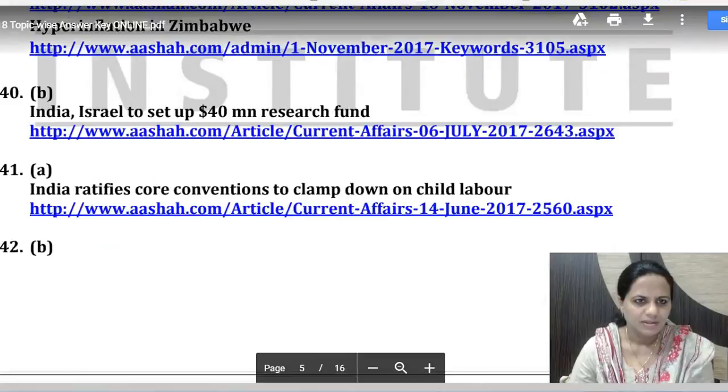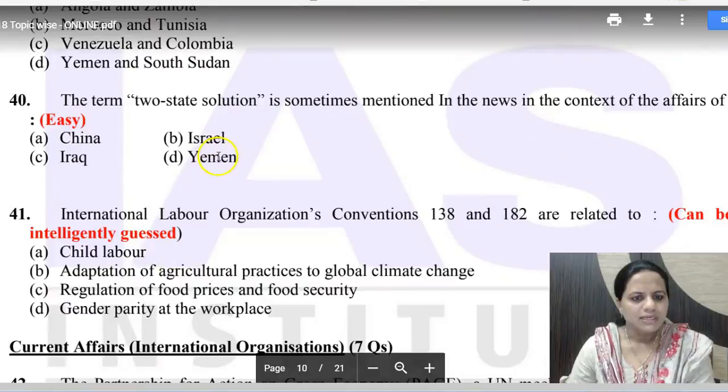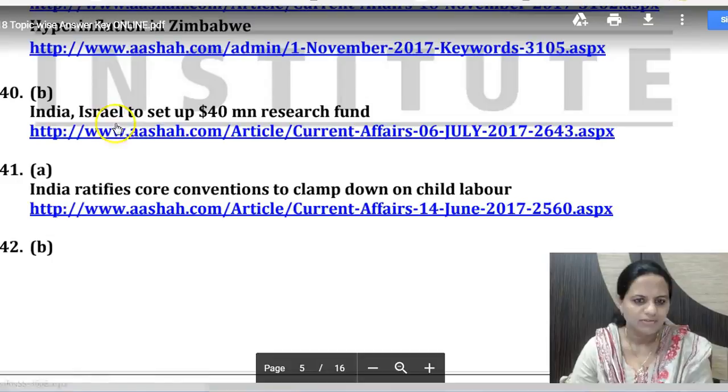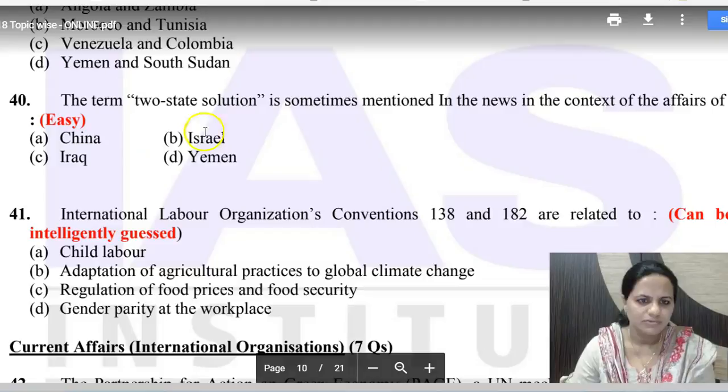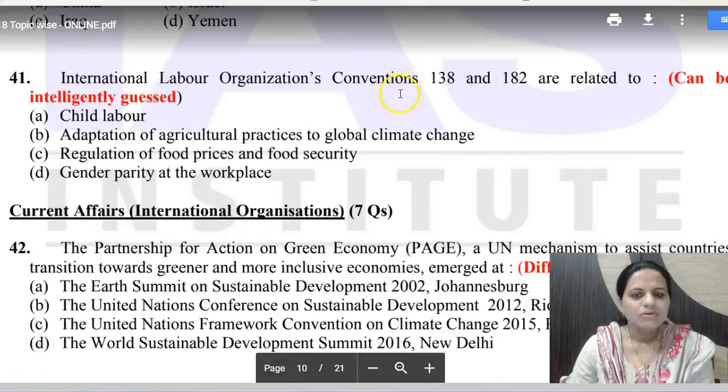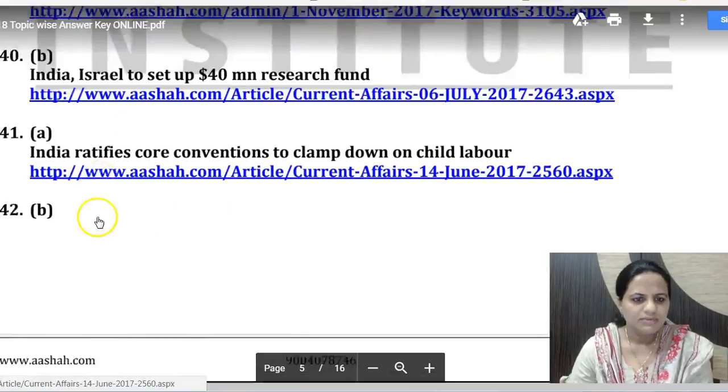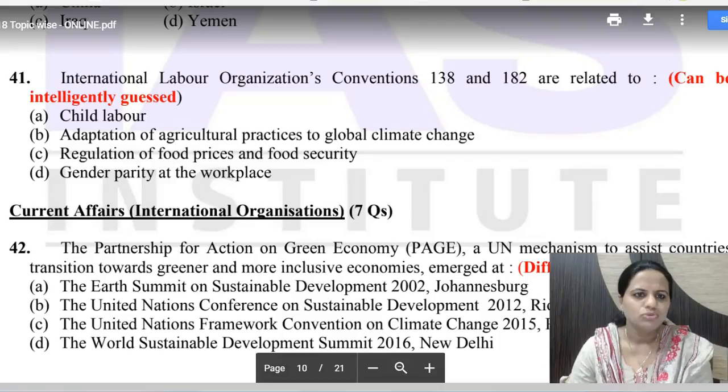Then next is, the term two-state solution is sometimes mentioned in the news in context of the affairs of Israel. Two-state solution is regarding Israel and Palestine being established as two states, and we have also quite often discussed this in news. Even in India-Israel relation, two-state solution is quite often mentioned. We adhere to this view. Then next is, ILO's convention 138 and 182 are related to, so these are the conventions which recently India had adopted. You can see India ratified these core conventions on child labor. So this had been in news in June. So again, you can see correct answer here is A.